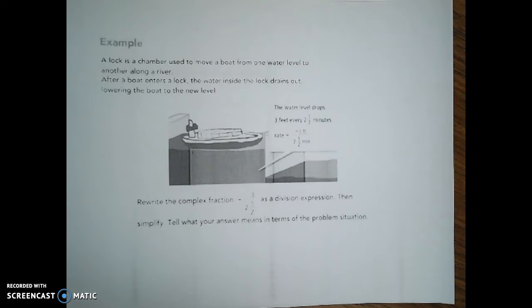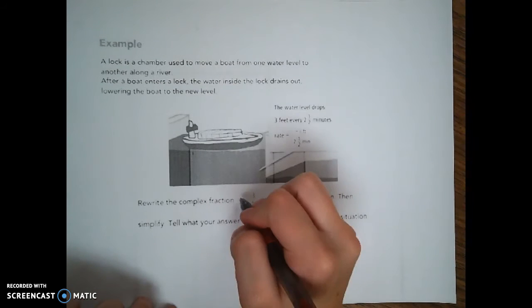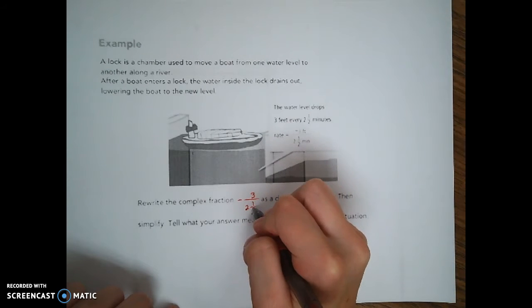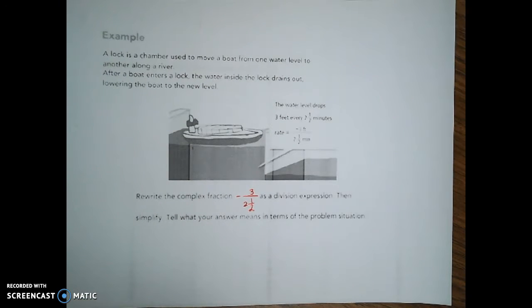The first one says, a lock is a chamber used to move a boat from one water level to another along a river. After a boat enters a lock, the water inside the lock drains out, lowering the boat to the new level. So this says the water level drops 3 feet every 2.5 minutes, at a rate of -3 feet over 2.5 minutes. They want us to rewrite the complex fraction of -3 over 2.5 as a division expression, and then simplify, and then we need to say what our answer means.